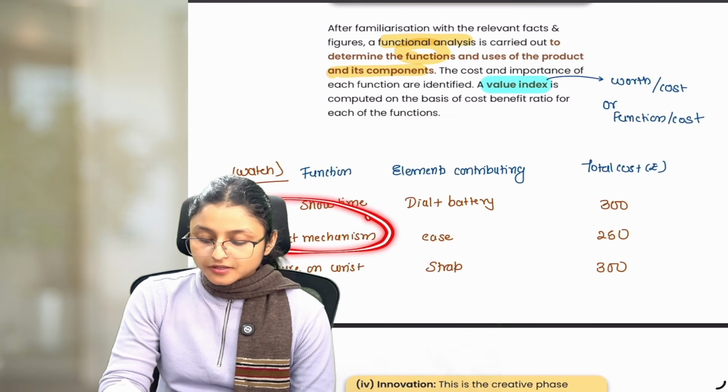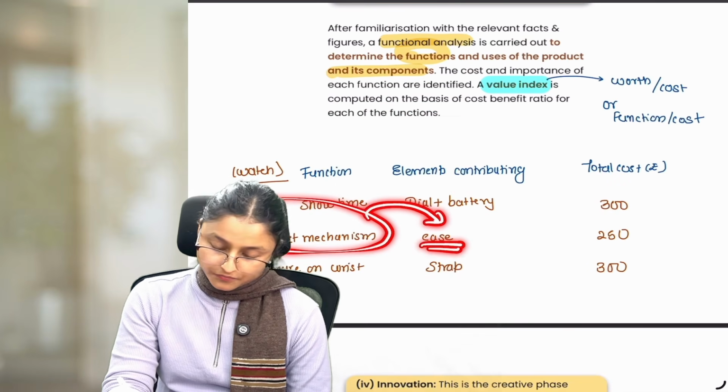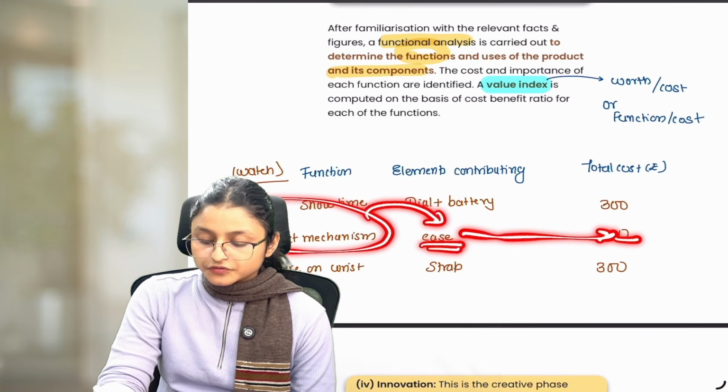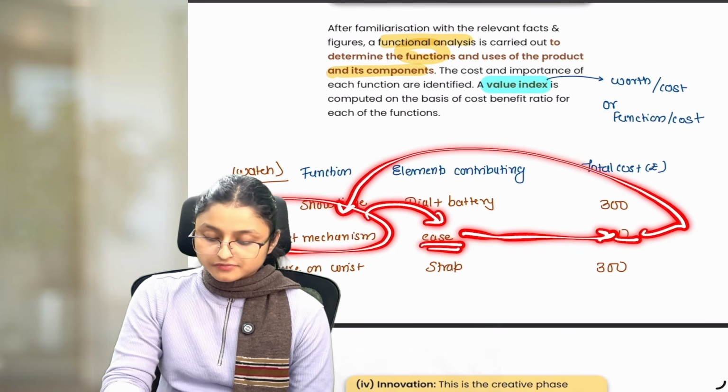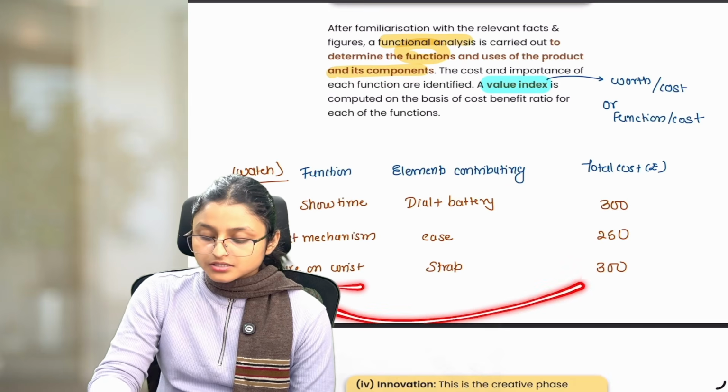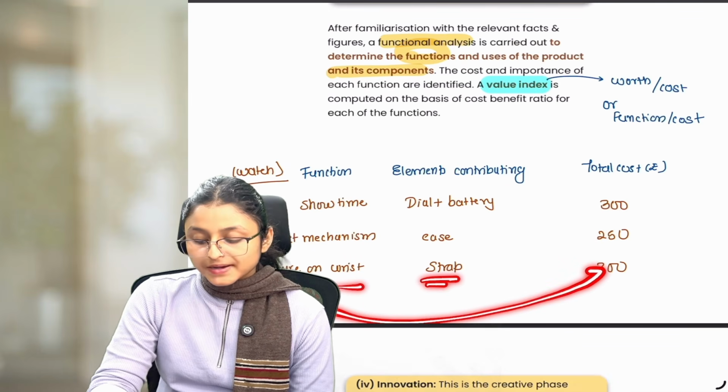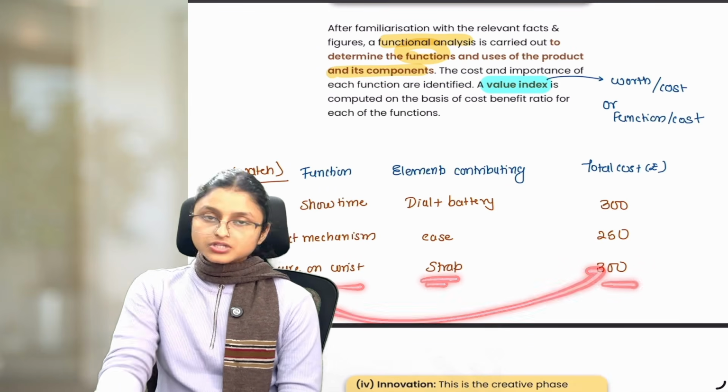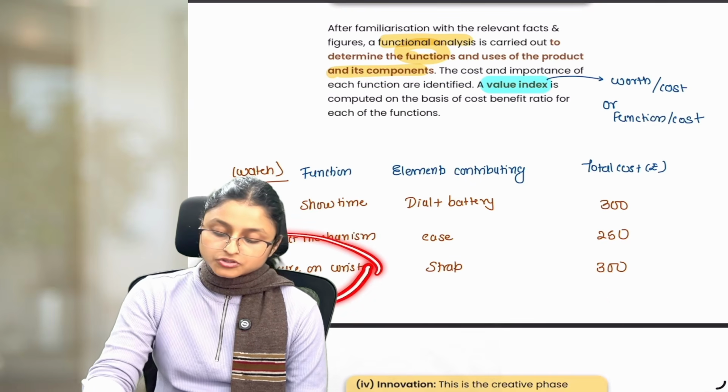For the protect mechanism, we use a case in our watch, and that case costs 250. So it will be the cost of this function. Securing on the wrist is done by a strap, and the strap costs 300 rupees. So that will be the cost of this function.